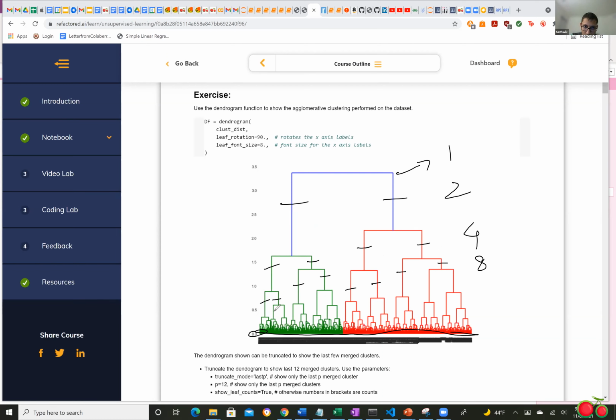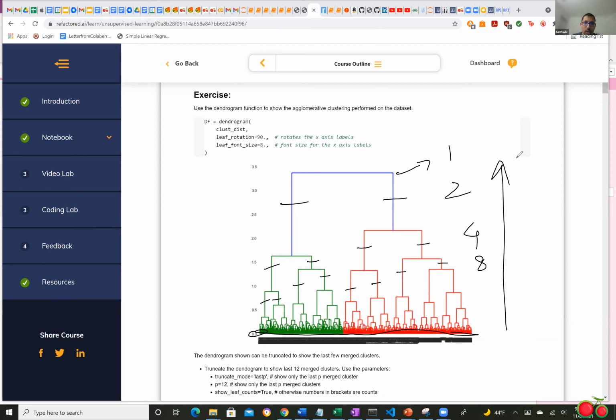Then you'll have 1, 2, 3, 4, 5, 6, 7, 8, 9, 10, 11, 12, 13, 14, 15. Wait, hold on, I lost count somewhere. 1, 2, 3, 4, 5, 6, 7, 8, 9, 10, 11, 12, 13, 14, 15, 16. So that will be 16 in the next level and so on. That's how it is consolidated in a bottom-up approach.